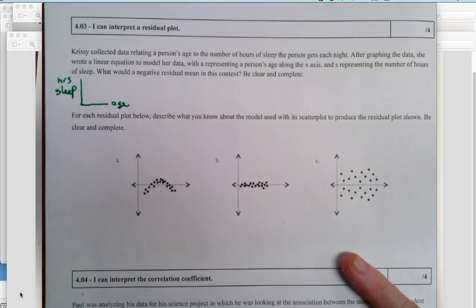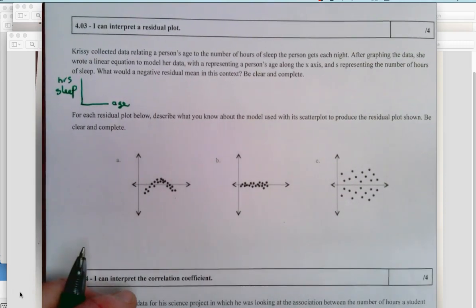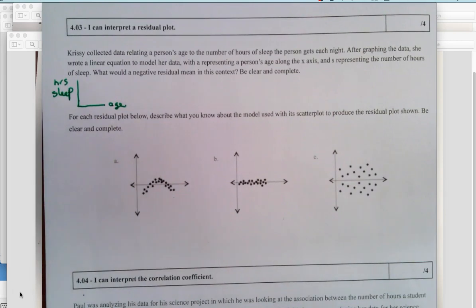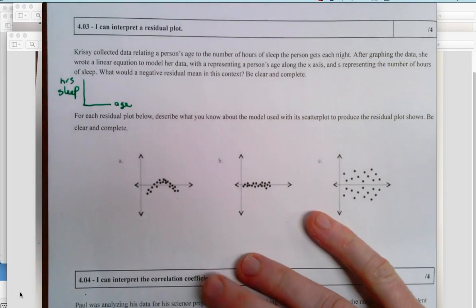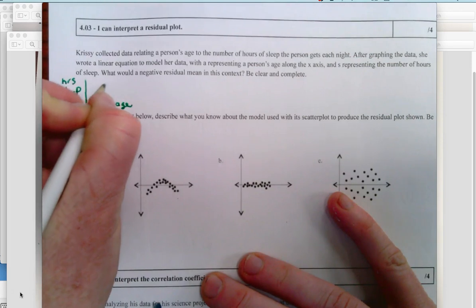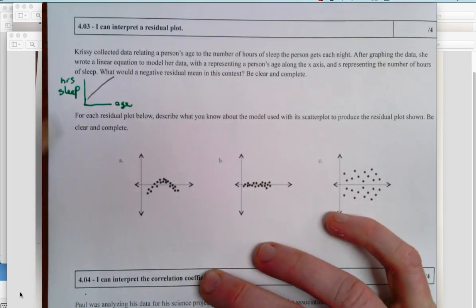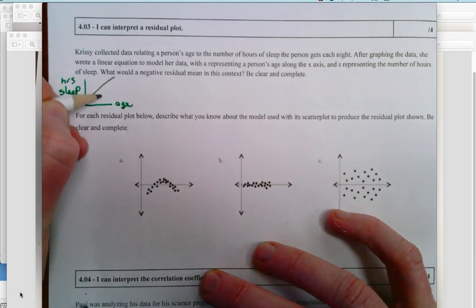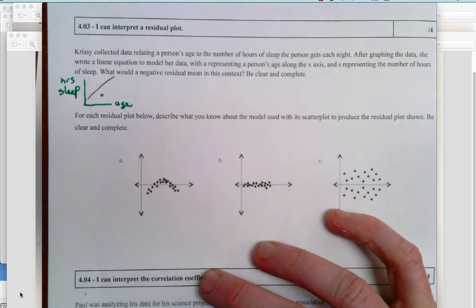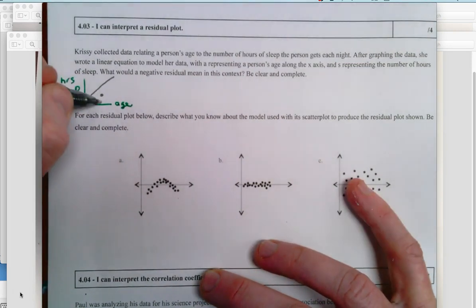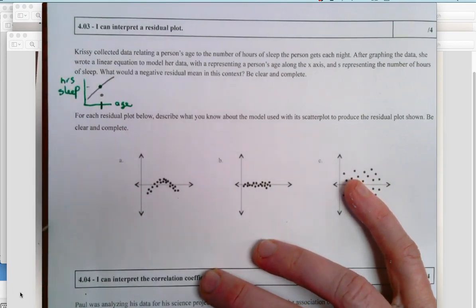What would a negative residual mean in this context? Be clear and complete. Okay, so let's just draw a line. Doesn't matter if it's got a positive or negative slope, honestly. So let's say that this is our linear model. Okay, a negative residual means that the data point is below the line. So what that means is at this age, you would expect someone to be getting this amount of sleep, but a negative residual means that they're not getting that much sleep.